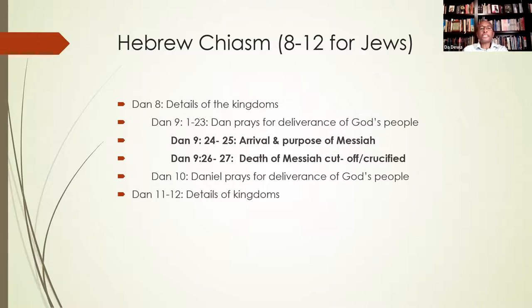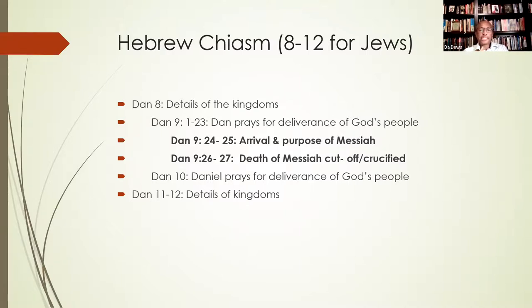Then if you go to Daniel chapter 10, that again is another prayer of Daniel, where he prays again about the deliverance of God's people. And then Daniel chapter 11 to 12 is again talking about the kingdoms, the same kingdoms that are in chapter 8, Rome, Greece, Medo-Persia. So again, we go back to the kingdoms. So here we're looking at a double chiasm in chapter 9 with those particular things.